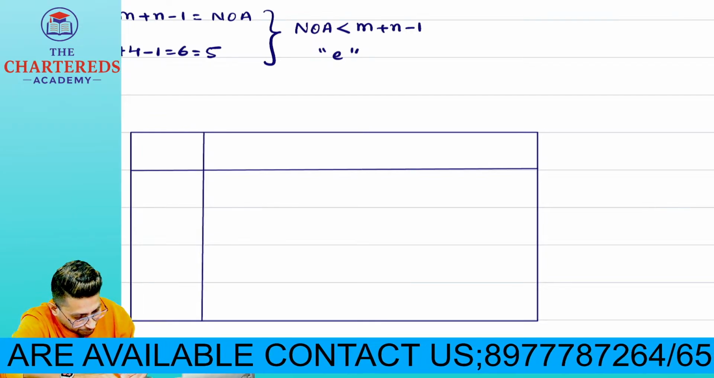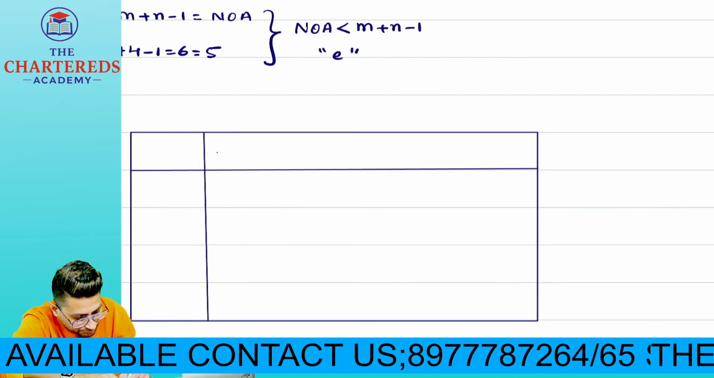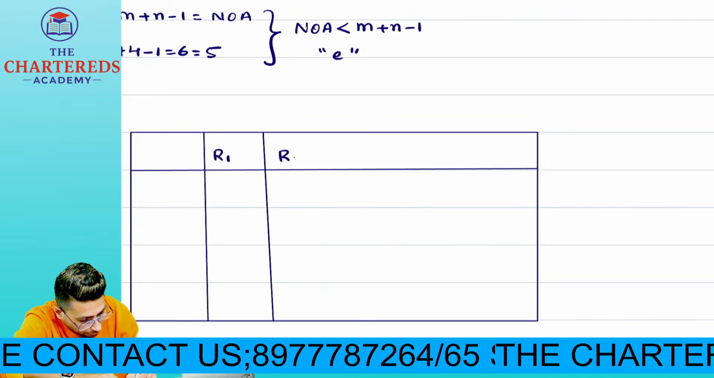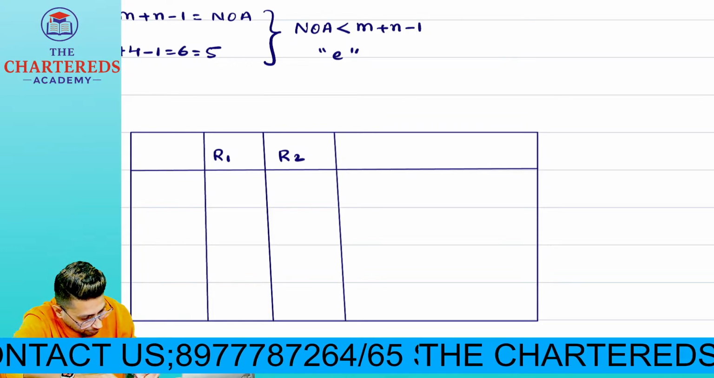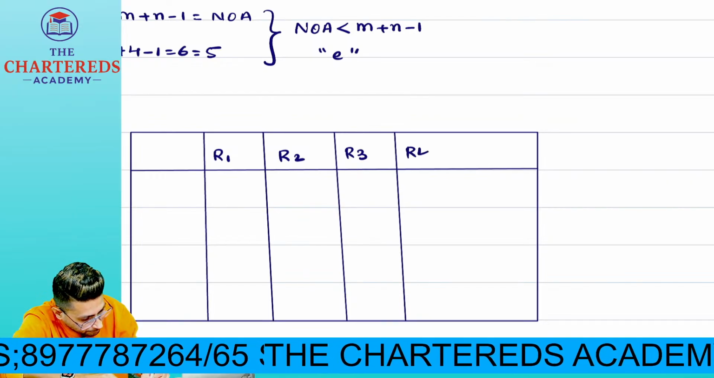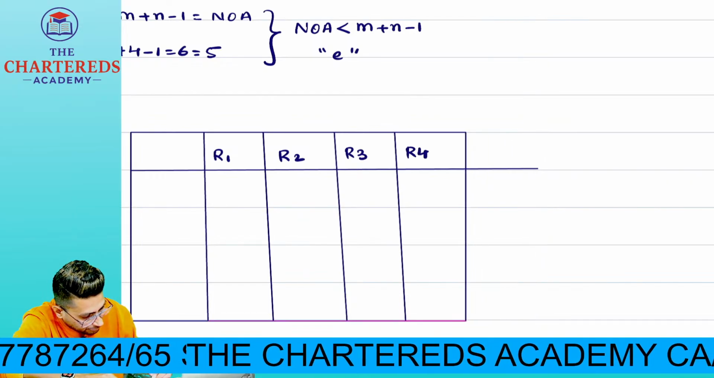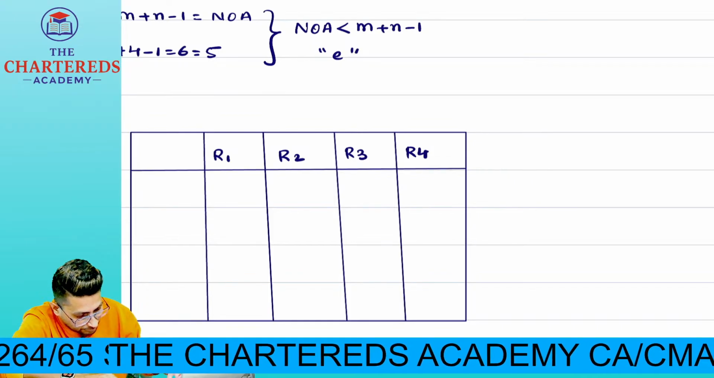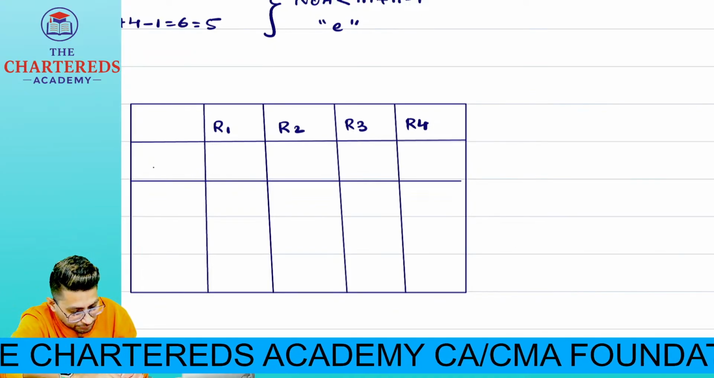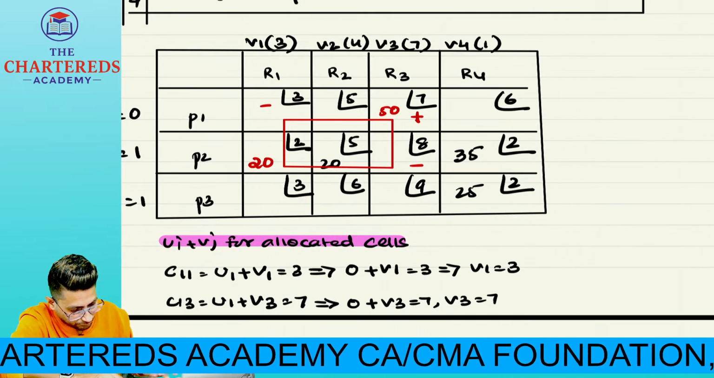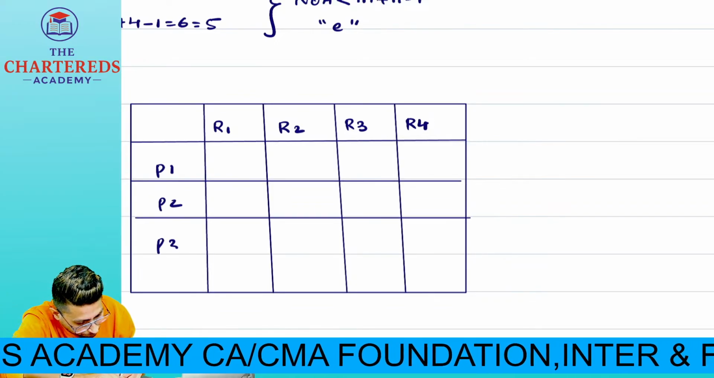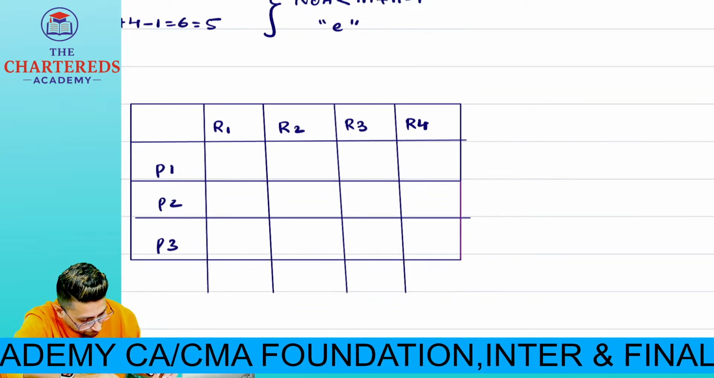We have how many warehouses? Can you tell the names? R1, R2, R3, R4. Now tell me what are the other ones? P1, P2 and P3.